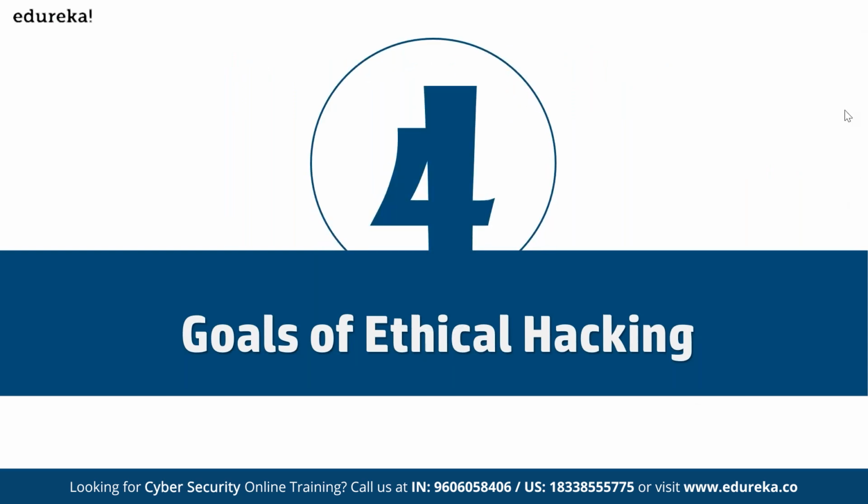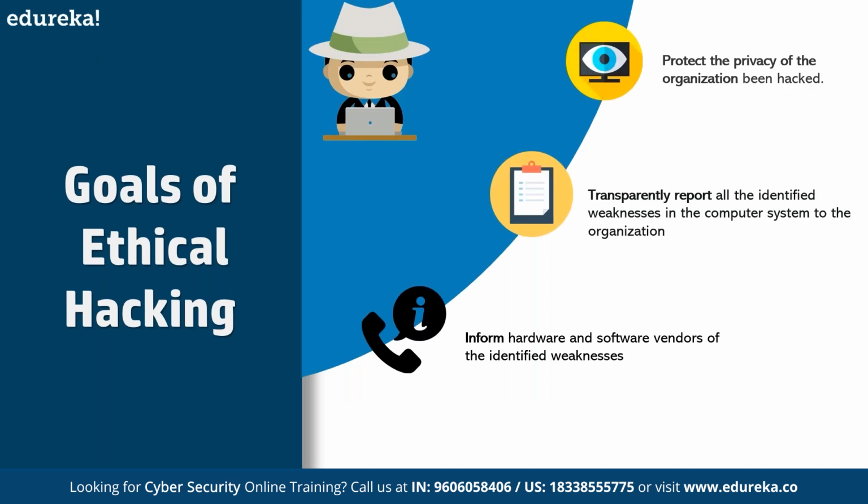Now talking about the goals of ethical hacking. So what are the different goals that we have of ethical hacking? Let's talk about it one by one. There are different goals of ethical hacking. The first goal is basically to protect the privacy of the organization from being hacked. It basically provides you all the reports, whether it's a bug or a vulnerability.